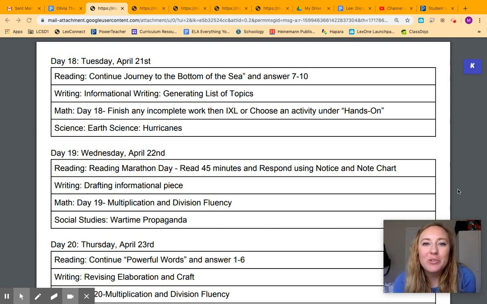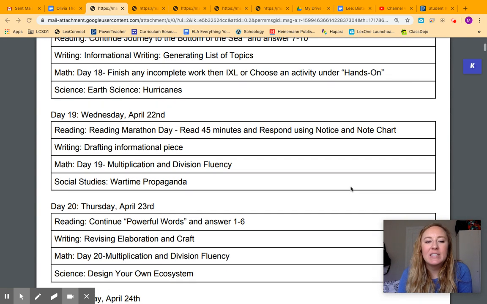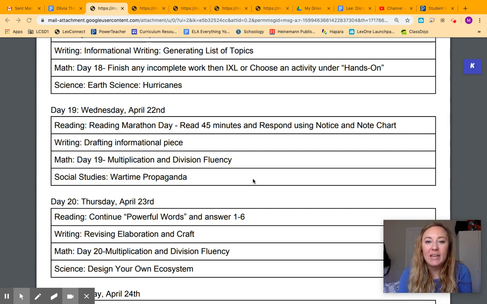It is Wednesday, April 22nd, and it is day 19 of our packet. Looking at the overview today for reading, it is another reading marathon day where you read for 45 minutes, whichever independent reading book you have been reading, and then you're going to answer one of those notice and note chart questions. For writing, today you're going to start drafting that informational piece. You're going to pick a topic from the list that you came up with yesterday, and you're going to draft the entire piece today. In math, you're going to be starting a new page, and you are just going to be focusing on the multiplication and division fluency part. And in social studies today, you're going to be reading and answering questions about wartime propaganda.